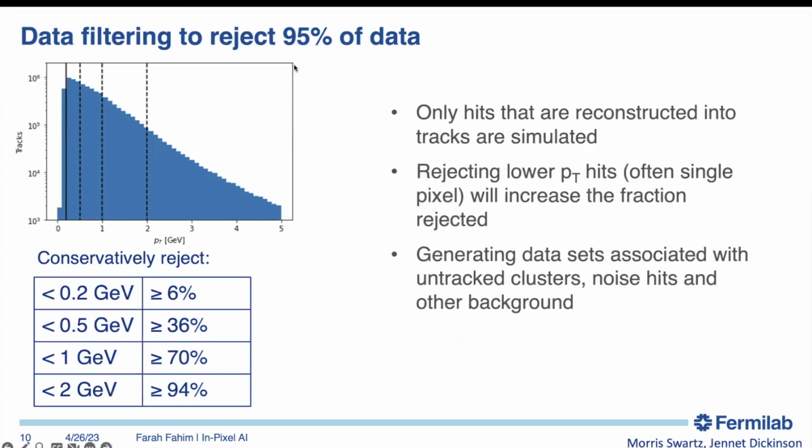Further, to make the case that we can actually reject 95% of the data, here is the 1/3 of the tracks that we have. And if we plot it, only hits that are reconstructed into tracks are simulated. Then you can see this is the distribution that you end up getting. And if you were to make your cut at 0.2 GeV, you can reject 6%. If you were to make your cut at 2 GeV, you can reject 94%. If you make your cut at 1 GeV, you can reject like 70% or so.